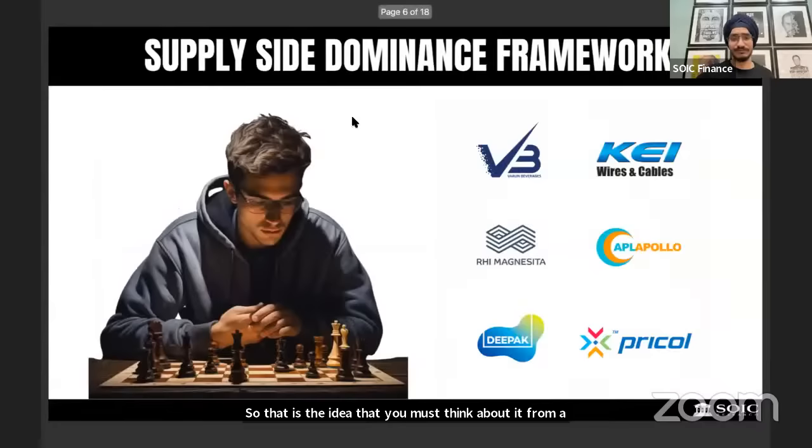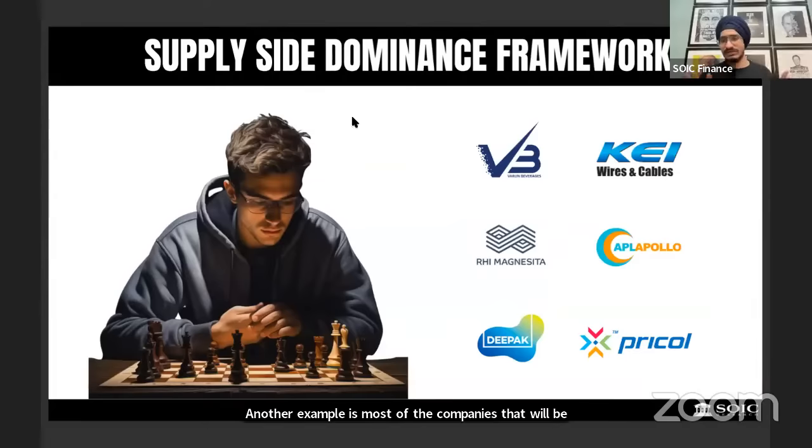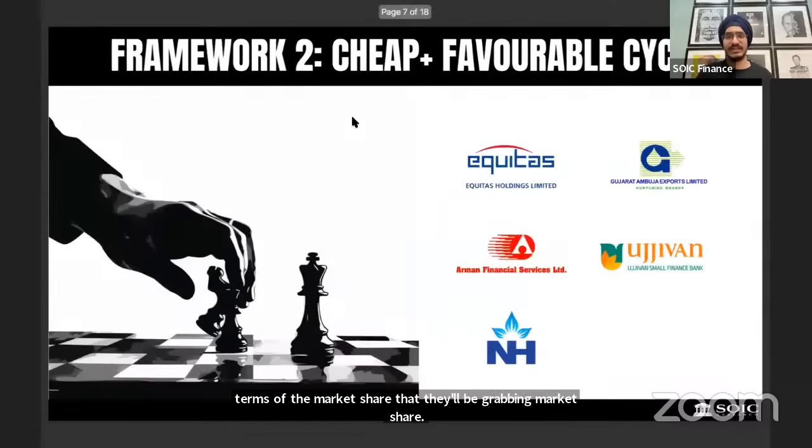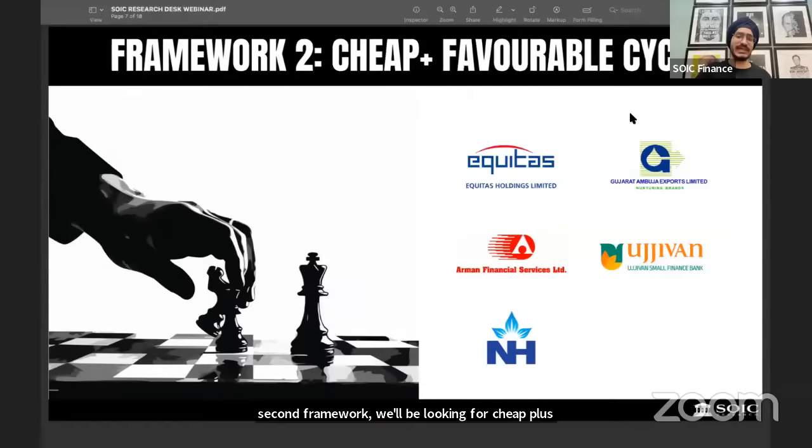that you must think about it from a team India type level, not from a particular player type level. Another example is most of the companies that we'll be looking for. This is just an example. Out of all these companies, only one of the businesses will be in active recommendation universe. Is that now, like some of the companies that we'll be looking for simply will have supply side dominance, market leadership, and they'll be doing really well in terms of the market share that they'll be grabbing. तो market leaders देखने हैं, reasonable valuation देखनी है, and second framework क्या आएगा, we'll be looking for cheap plus favorable businesses, like businesses which are cheap and which have favorable cycles for them.